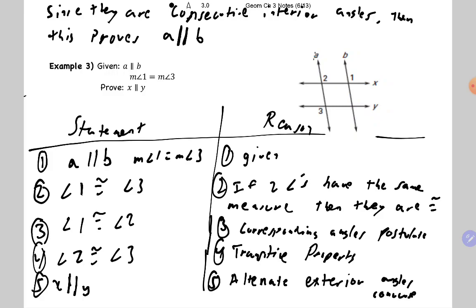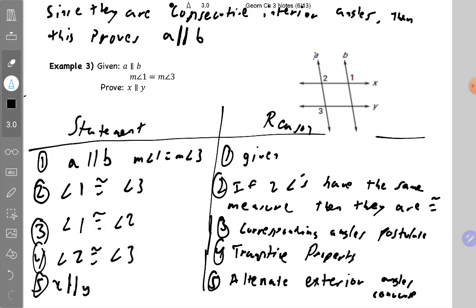So let's review this proof. They gave us some stuff and we wanted to prove x is parallel to y. We can show x is parallel to y a few ways. Now, if you remember from your algebra days, we can use the same slope. If we had the same slope, then we can show that they're parallel. But we don't have anything like that here. We don't have any numbers.